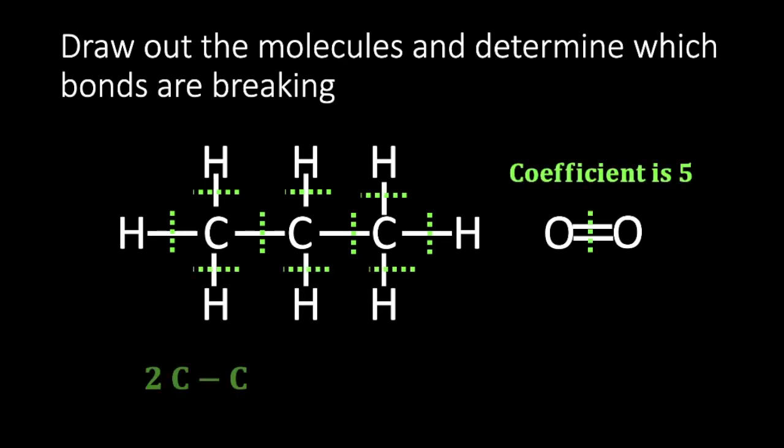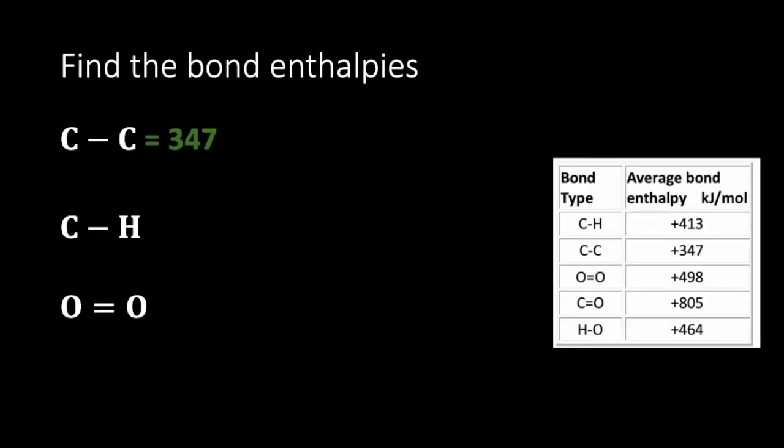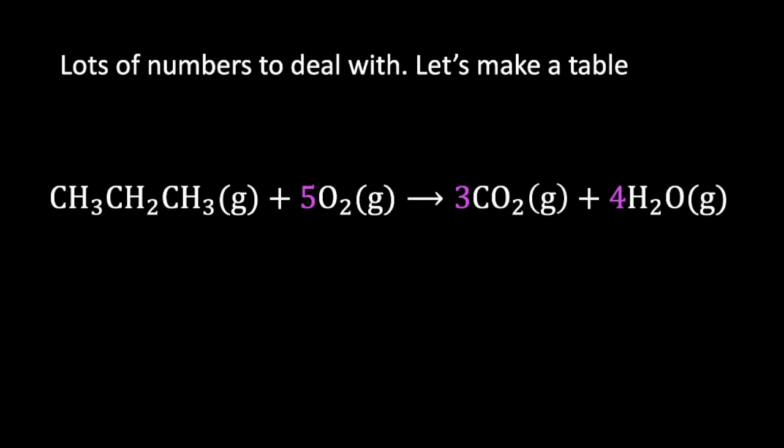As we can see, we have 2 carbon-carbon bonds, 8 carbon-hydrogen bonds, and 5 oxygen-oxygen double bonds. And we have 5 of these because if we look at the stoichiometry, we have 5 O2 molecules. So now we're going to go to our table and find the bond enthalpies of each of these types of bonds. Now, when we take a look at our equation again, notice that we have a lot of coefficients here. There's a lot of stoichiometry going on. And when you have so much going on, sometimes it's useful to make a table. You don't have to, but let's go ahead and do that now.